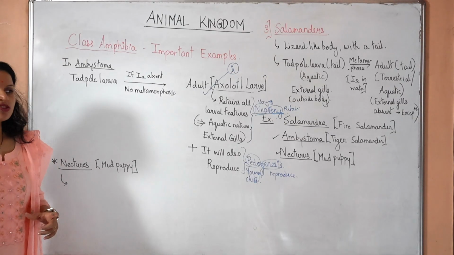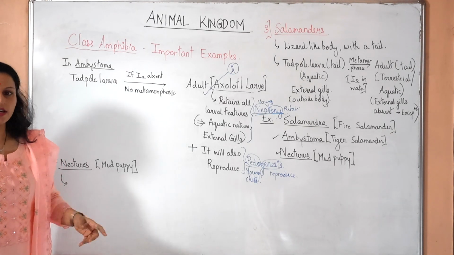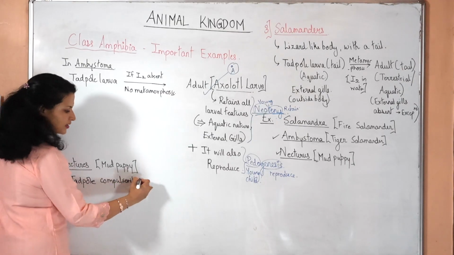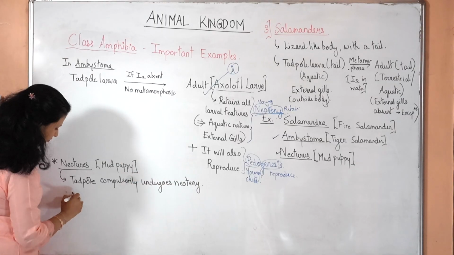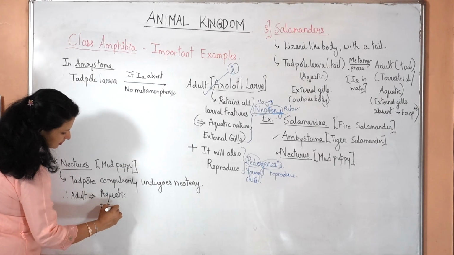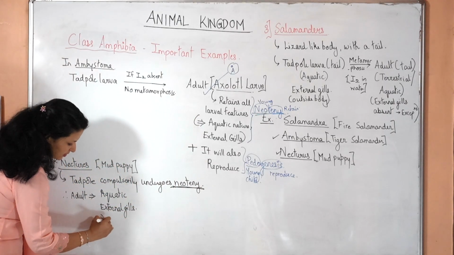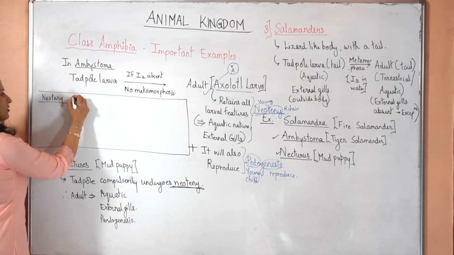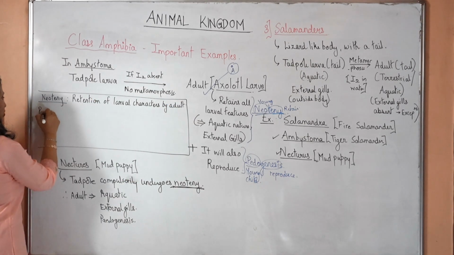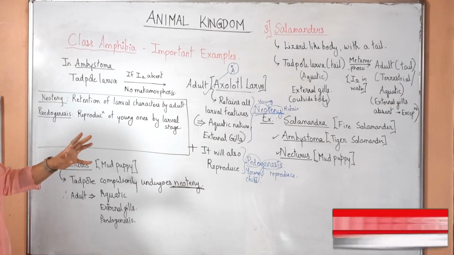This tadpole larva of Necturus will compulsorily or obligately undergo neoteny and become an adult that looks just like the larva with external gills and aquatic nature. Therefore, adult will be entirely aquatic and it will have presence of external gills. So it is known to show compulsory neoteny. There will be obviously pedogenesis as well. Neoteny is retention of larval characters by adult, and pedogenesis means reproduction of young ones by larval stage, as in someone who looks like a larva.